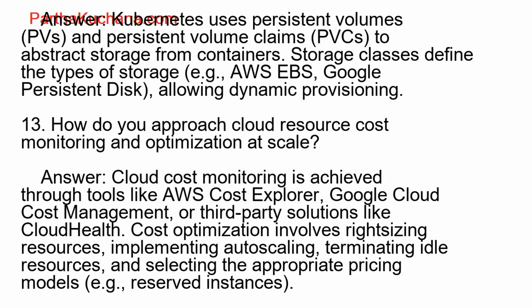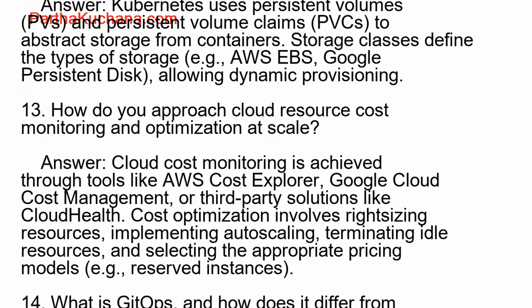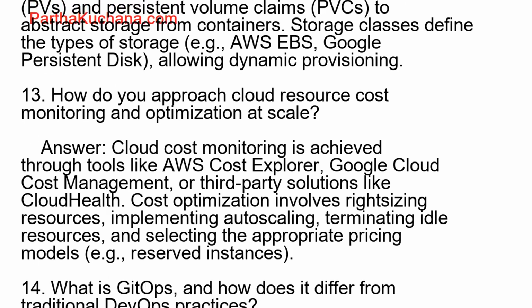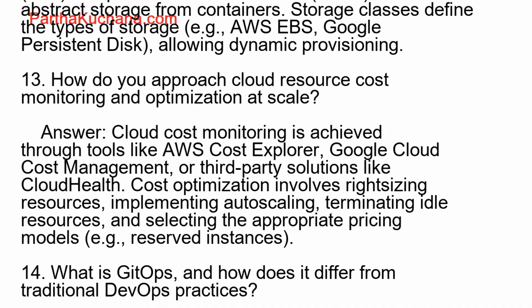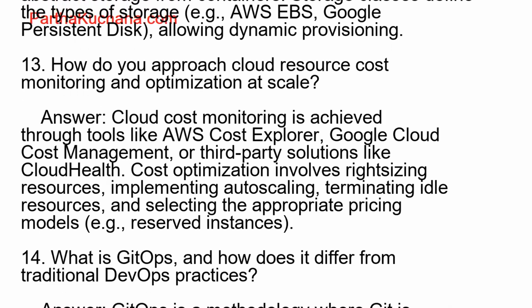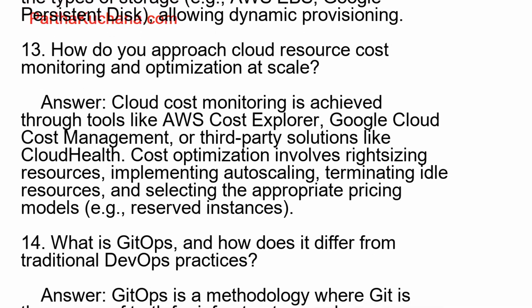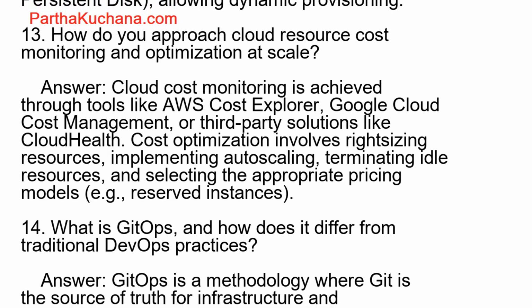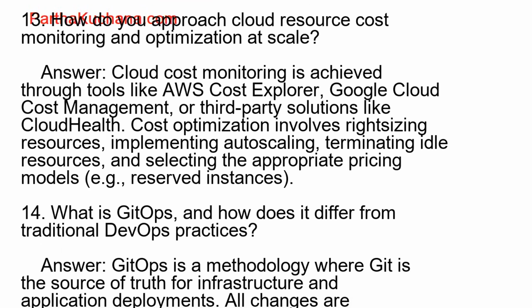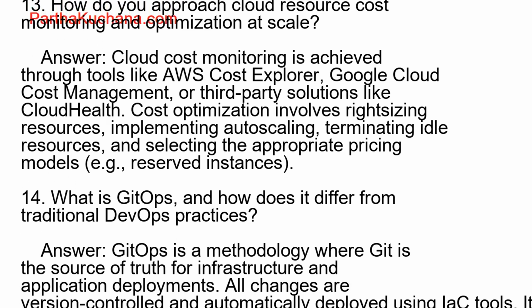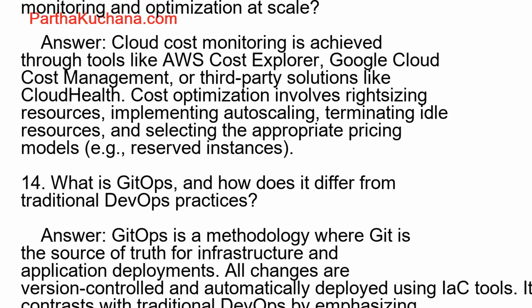14. What is GitOps, and how does it differ from traditional DevOps practices? Answer. GitOps is a methodology where Git is the source of truth for infrastructure and application deployments. All changes are version controlled and automatically deployed using IaC tools. It contrasts with traditional DevOps by emphasizing declarative infrastructure and fully automating deployments via Git.